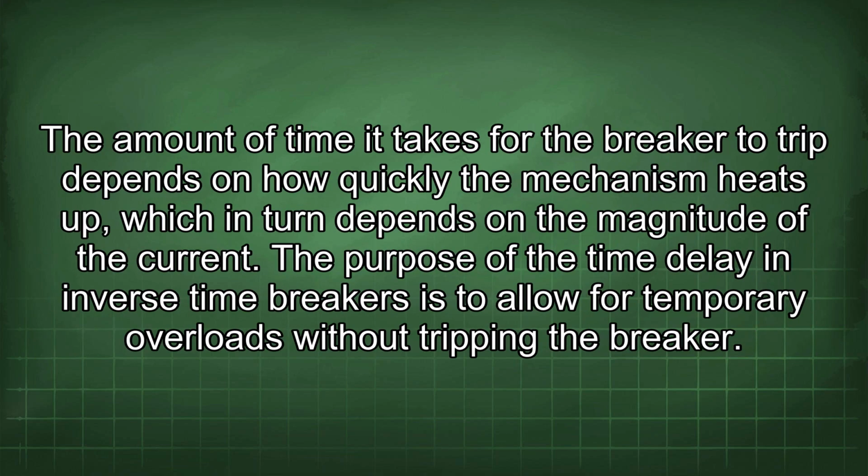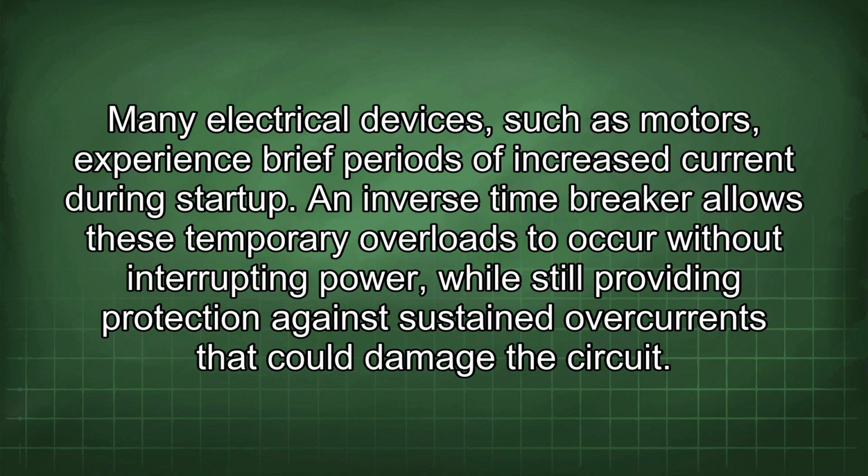The amount of time it takes for the breaker to trip depends on how quickly the mechanism heats up, which in turn depends on the magnitude of the current. The purpose of the time delay in inverse time breakers is to allow for temporary overloads without tripping the breaker. Many electrical devices, such as motors, experience brief periods of increased current during startup. An inverse time breaker allows these temporary overloads to occur without interrupting power, while still providing protection against sustained overcurrents that could damage the circuit.